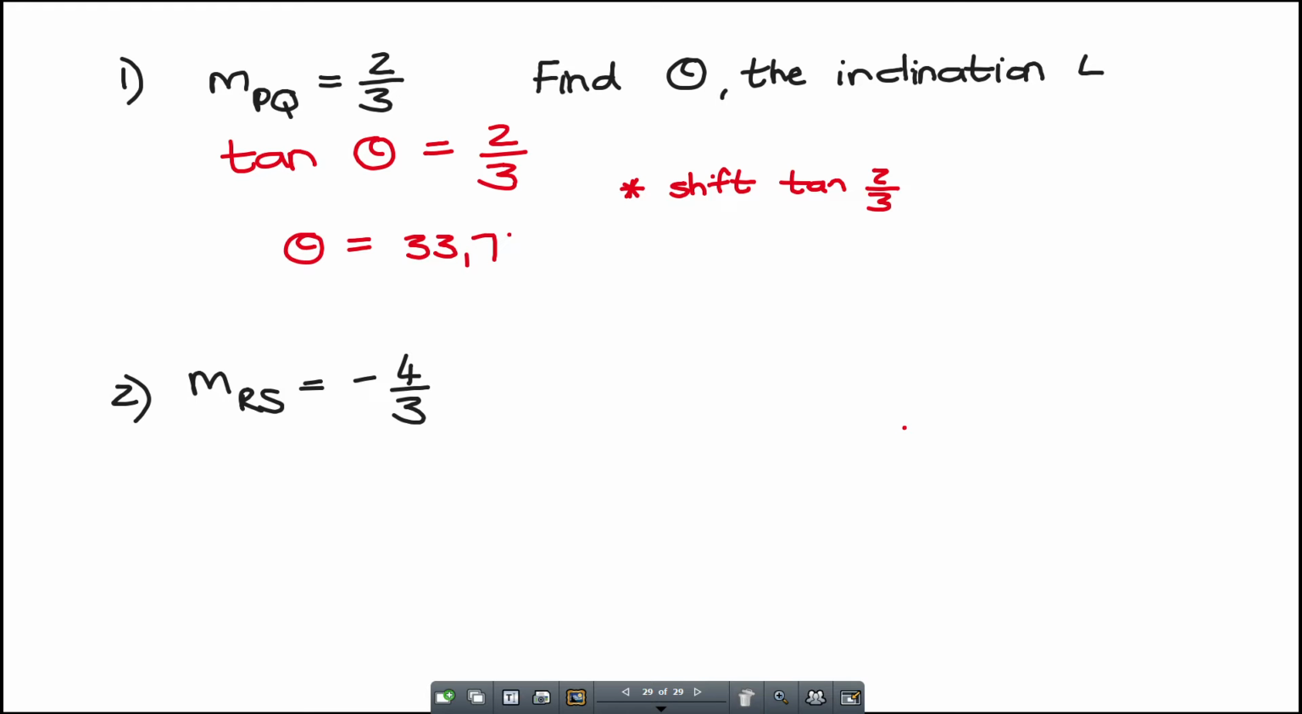Alright, sê jy by? Goed, kom ons kyk gou by die volgende enetjie, selfde prinsip. Gradient of RS is equal to minus 4/3. Okay, I need to find the angle of inclination. So the formula for an inclination angle is tan theta is equal to the gradient. Maar nou gaan ek in plaas van gradient, gaan ek sê minus 4/3.